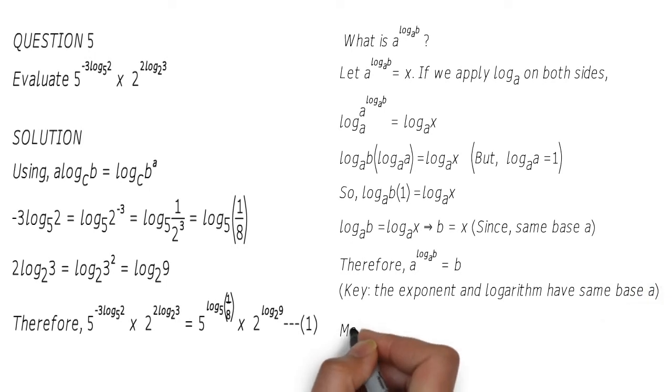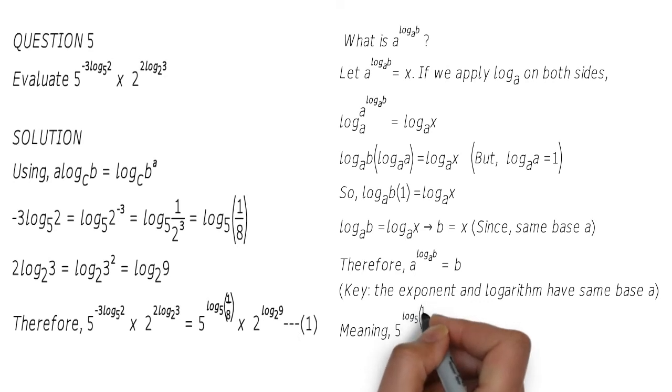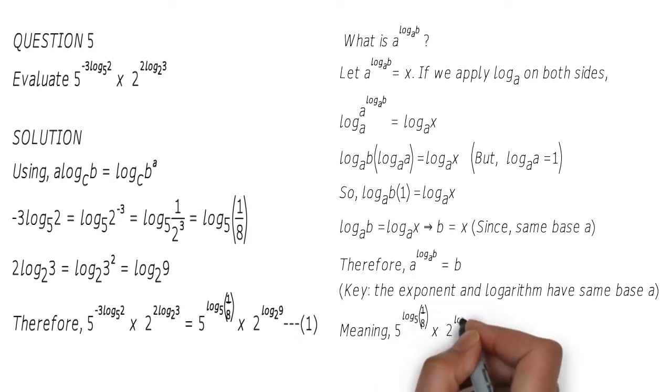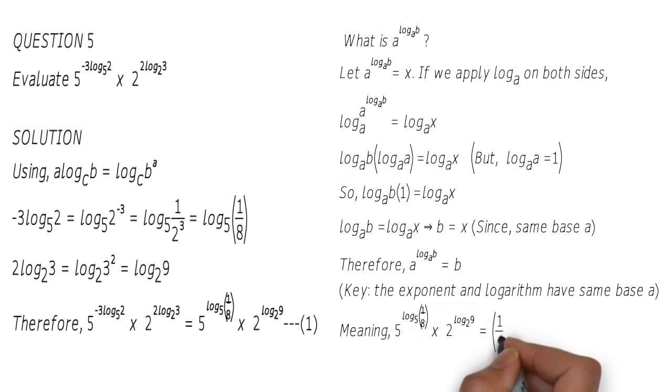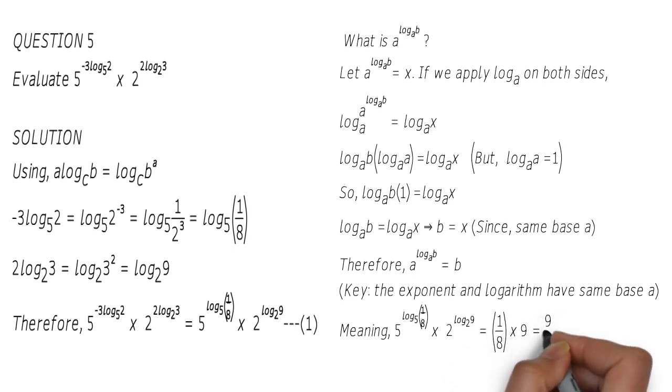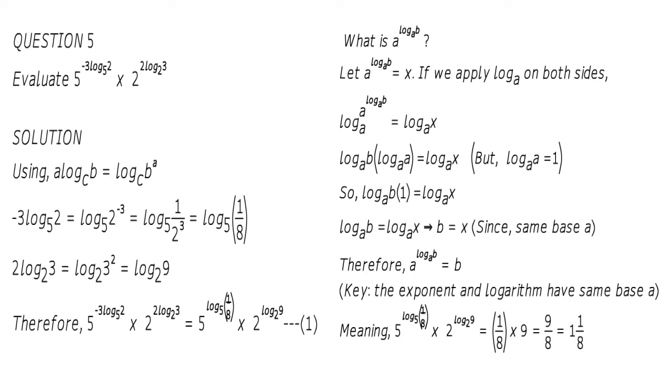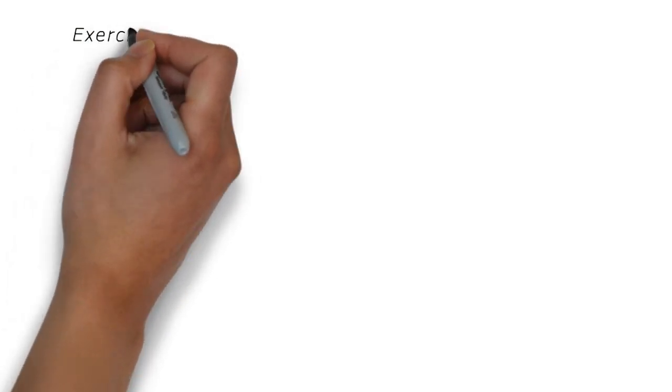So we apply the same idea now to the expression I want to calculate. 5 raised to power log 1 over 8 to base 5, so that will be 1 over 8. And 2 raised to power log 9 to base 2, that will be 9. So we have 1 over 8 times 9 equals 9 over 8. So this is how to approach this expression. It looks a bit difficult, but when you understand the rules, you will know how to get out of the problem. Now, this is an exercise for you.